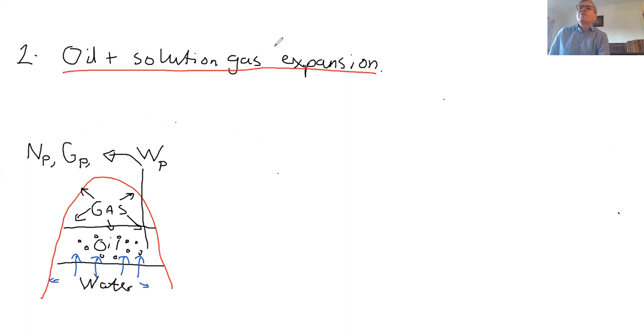Okay. Oil and solution gas. Okay, so let's think about this. Initially we have N, the stock tank oil in place, and its reservoir volume is N B_oi, because that's reservoir over surface. So this is the surface volume, this is the reservoir volume. So this is the volume of oil in the reservoir initially.